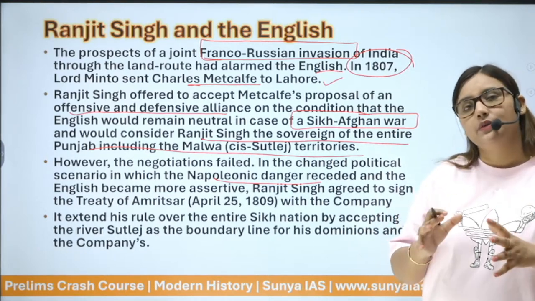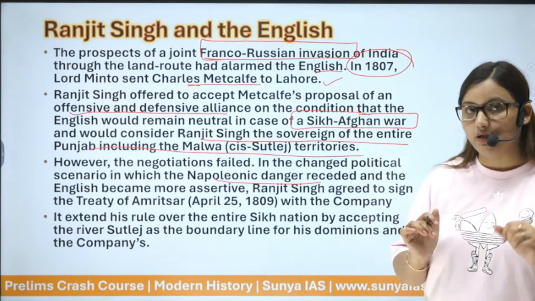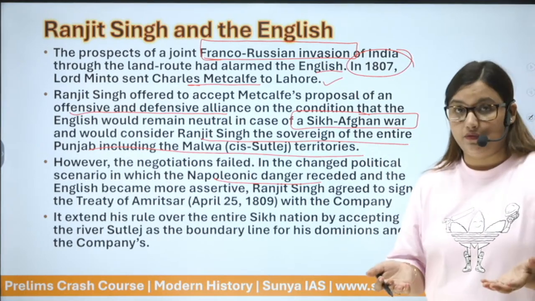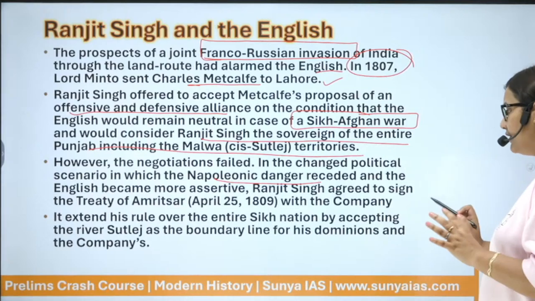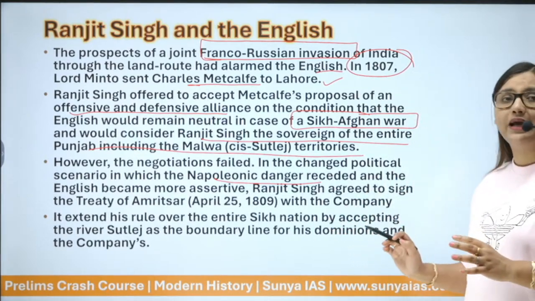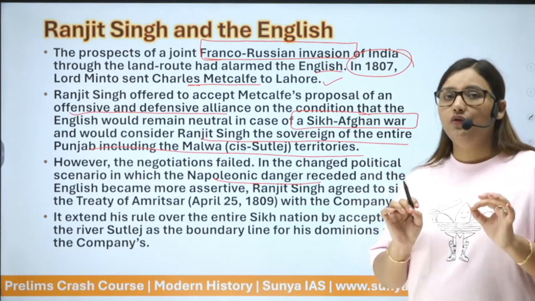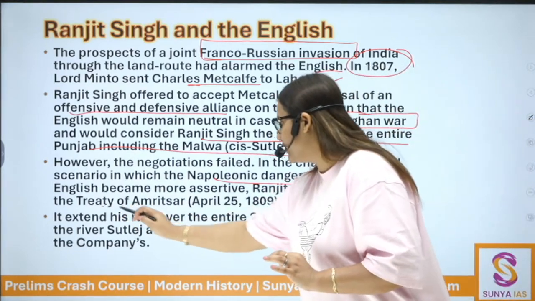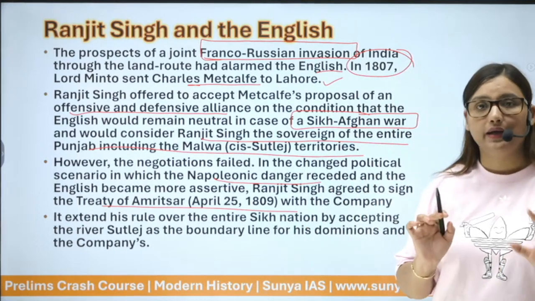So there was a possible Napoleonic invasion in India. So English became more assertive. Now Ranjit Singh started discussion with EIC, and they agreed to sign a treaty. This was the Treaty of Amritsar. Treaty of Amritsar was signed on 25th April 1809.